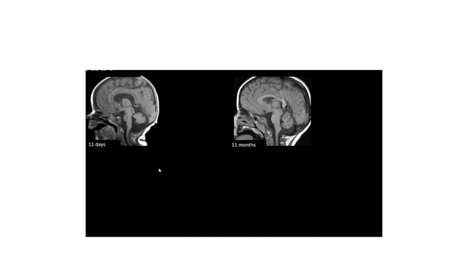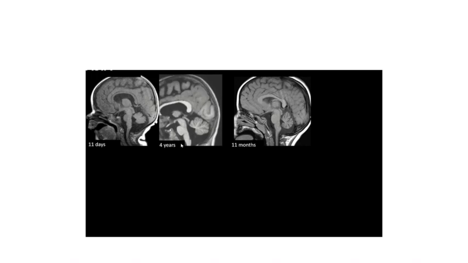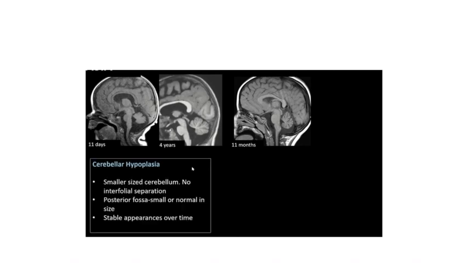So what happens when you image it later? So this child at 4 years, the imaging appearances are largely stable. It does not go on to develop something like atrophy. It remains stable in appearance. So this is cerebellar hypoplasia with a small sized cerebellum because the cerebellum did not reach its full growth potential. Posterior fossa, as we know, can be either small or normal in size, and the appearances are stable over time.